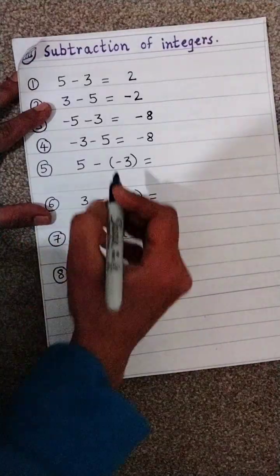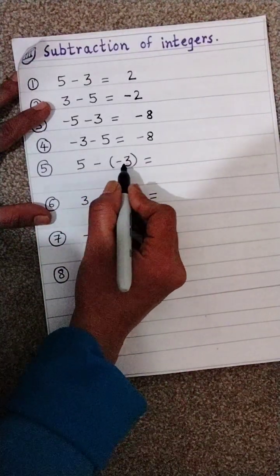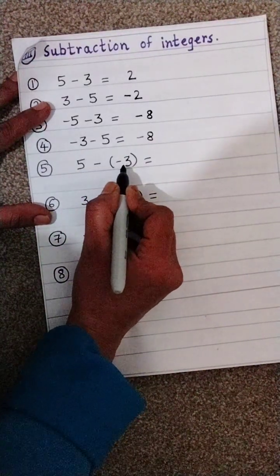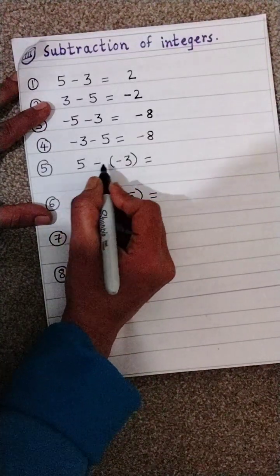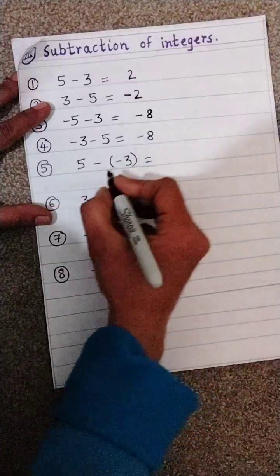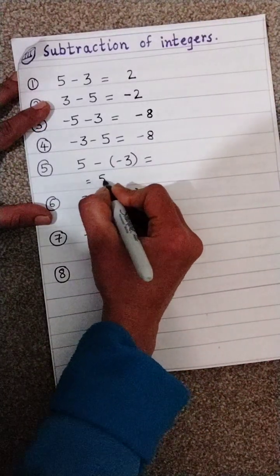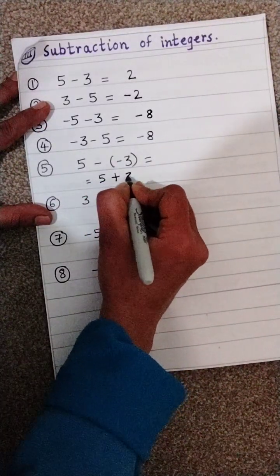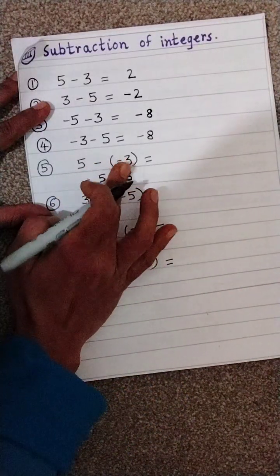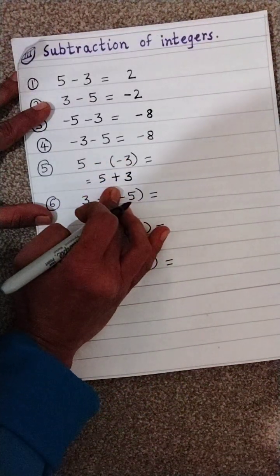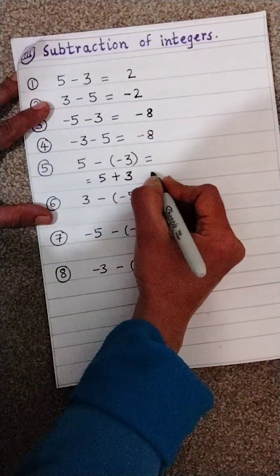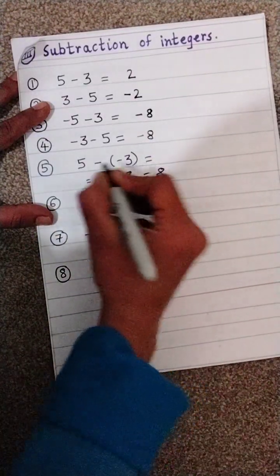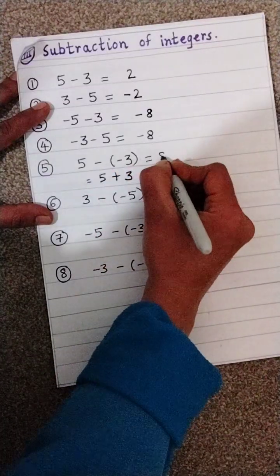Okay, now 5 minus minus 3. What we do is we can open the bracket here. When we open the bracket, it becomes 5 plus 3. Minus and minus becomes plus. So 5 plus 3 is 8. So 5 minus minus 3 is 8.